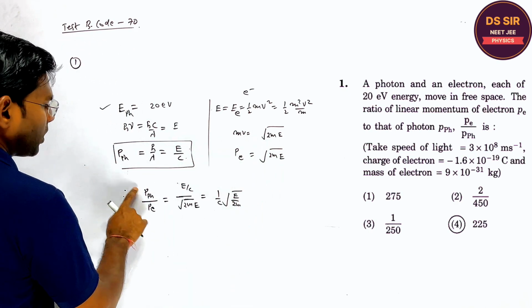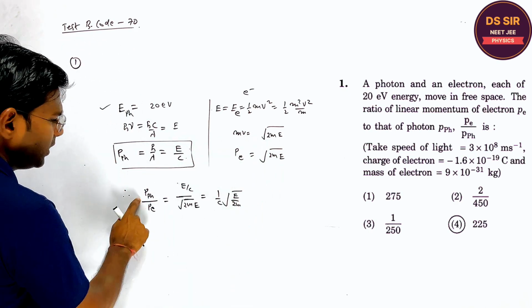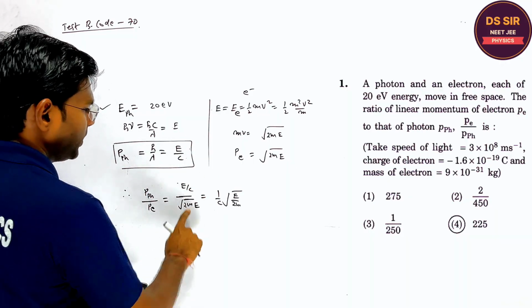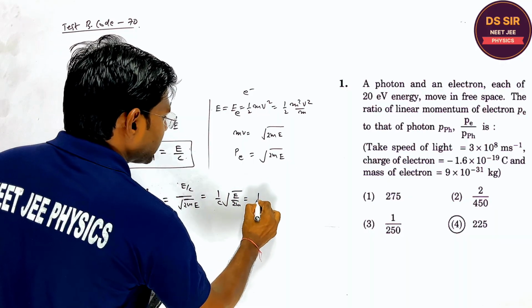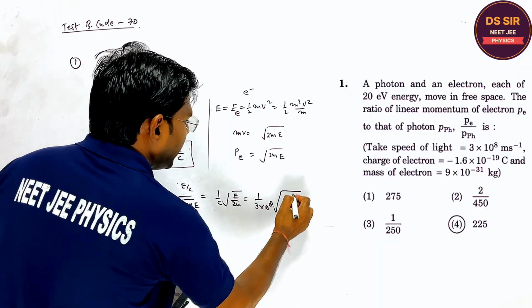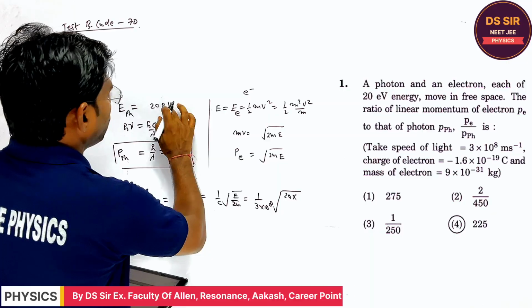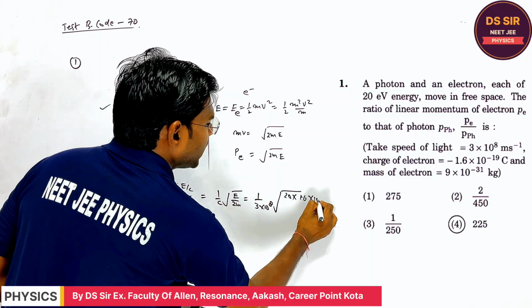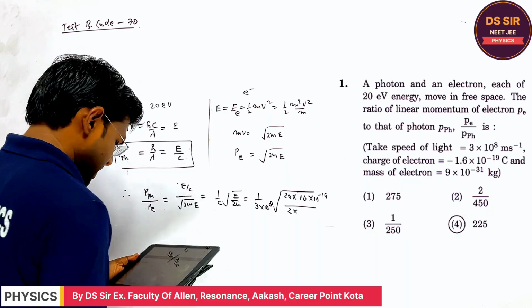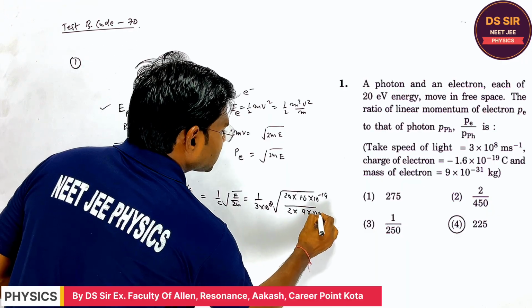Therefore, they are asking what? The ratio of the photon momentum to the electron momentum, that is E by c divided by root 2mE. If you simplify, this is the calculation. 1 upon c, where c is 3 into 10 to the power 8. The energy is given as 20 electron volt, which is 1.6 into 10 to the power minus 19, and 2 into mass, which is 9 into 10 to the power minus 31.